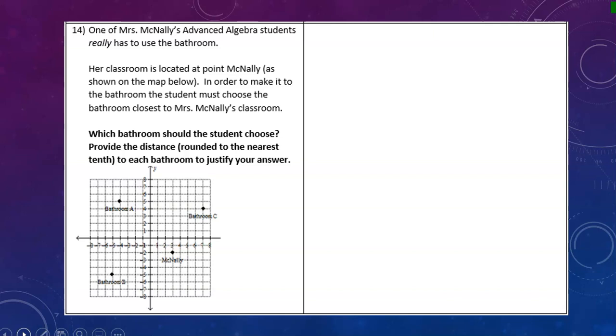The first thing that I want to do before I do any distance formula is identify my 3 ordered pairs. So McNally is at (3, -2). Bathroom A looks like (-4, 5). Bathroom B is at (-5, -5). And bathroom C is at the point (7, 1). So now I have to do all these distances. And I'm going to write the distance formula at the top here: the square root of x2 minus x1 squared plus y2 minus y1 squared.